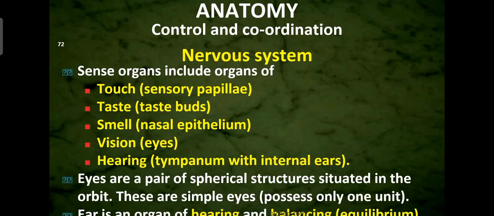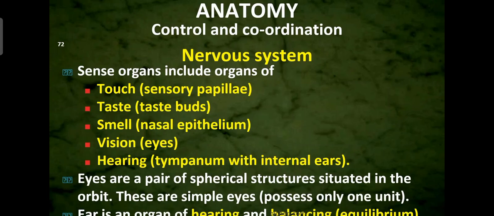The eyes are a pair of spherical structures situated in the orbit. In the orbit, a pair of eyes are situated. These are simple eyes, possessing only one unit. These are not compound eyes, these are simple eyes possessing only one unit.